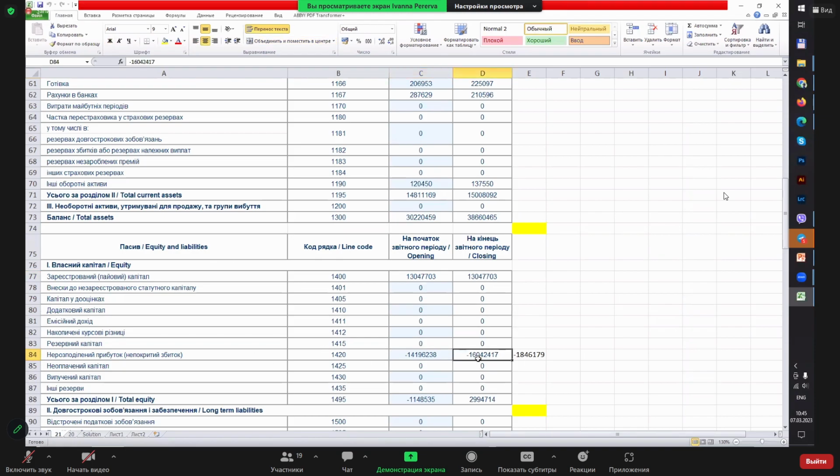Якщо з мінусом, це означає, що у нас збитки. Зазвичай, якщо це роздрукований баланс, то воно буде записане в дужечках. Все, що в дужечках, це означає мінус.